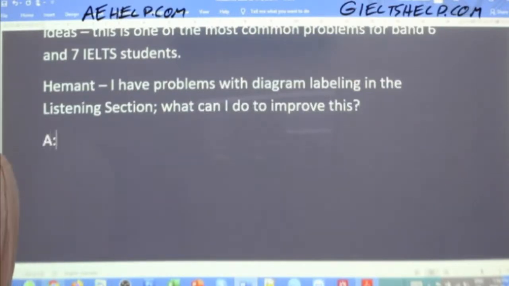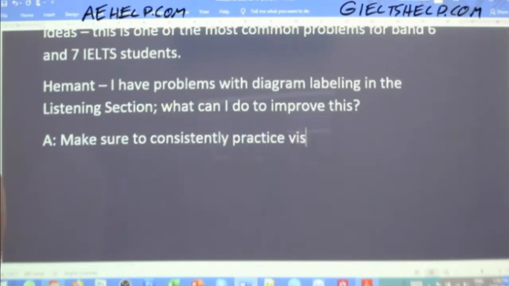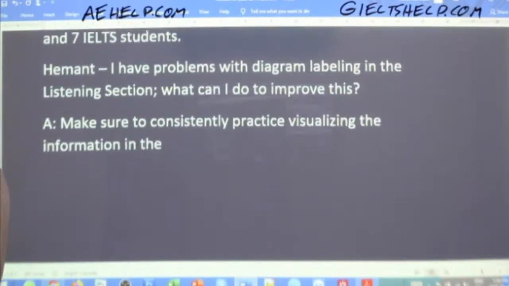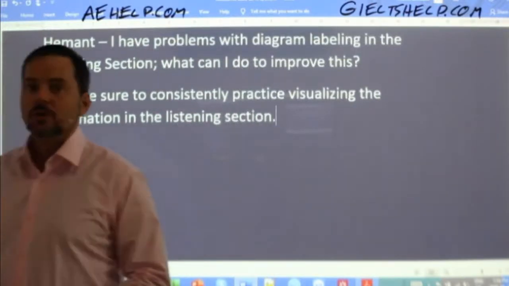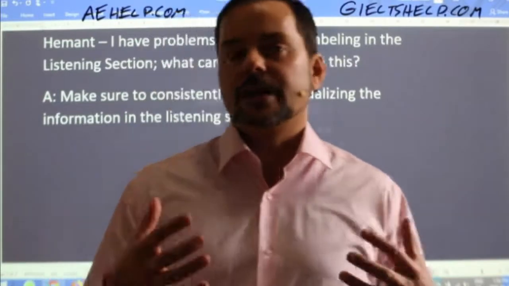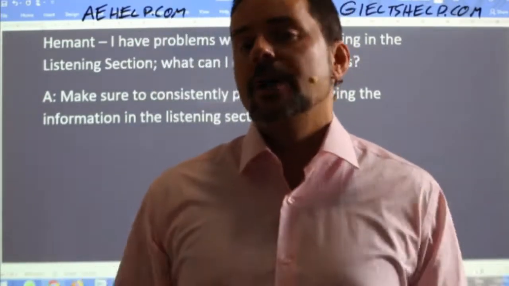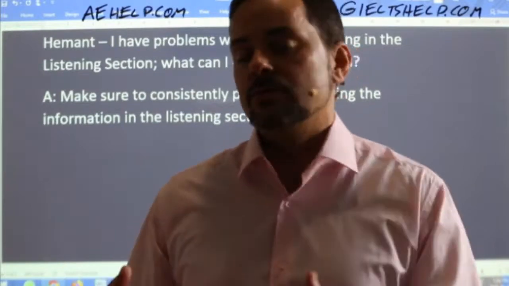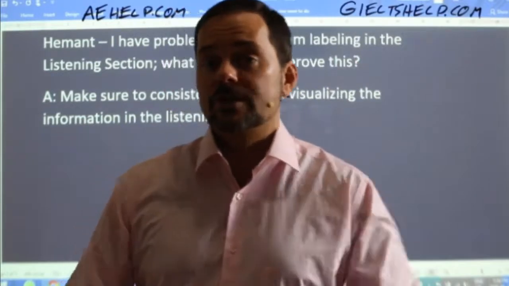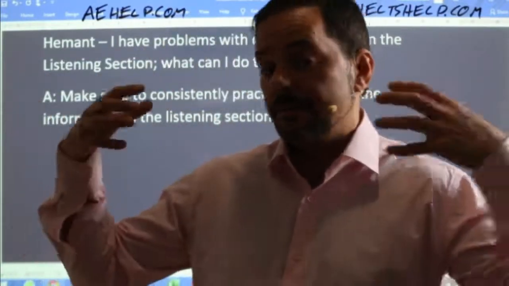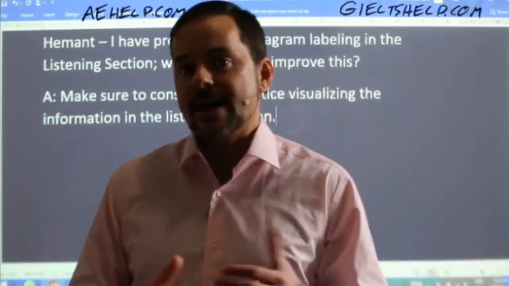So my answer, first of all, is you have to visualize, okay? Make sure to consistently practice visualizing the information in the listening section. So don't just hear it, but actually see it. If they're talking about a park and where certain items and venues or amenities are located in the park, then make sure you see the park in your head. Imagine it's one of the parks in your hometown and you're moving around that park, okay?